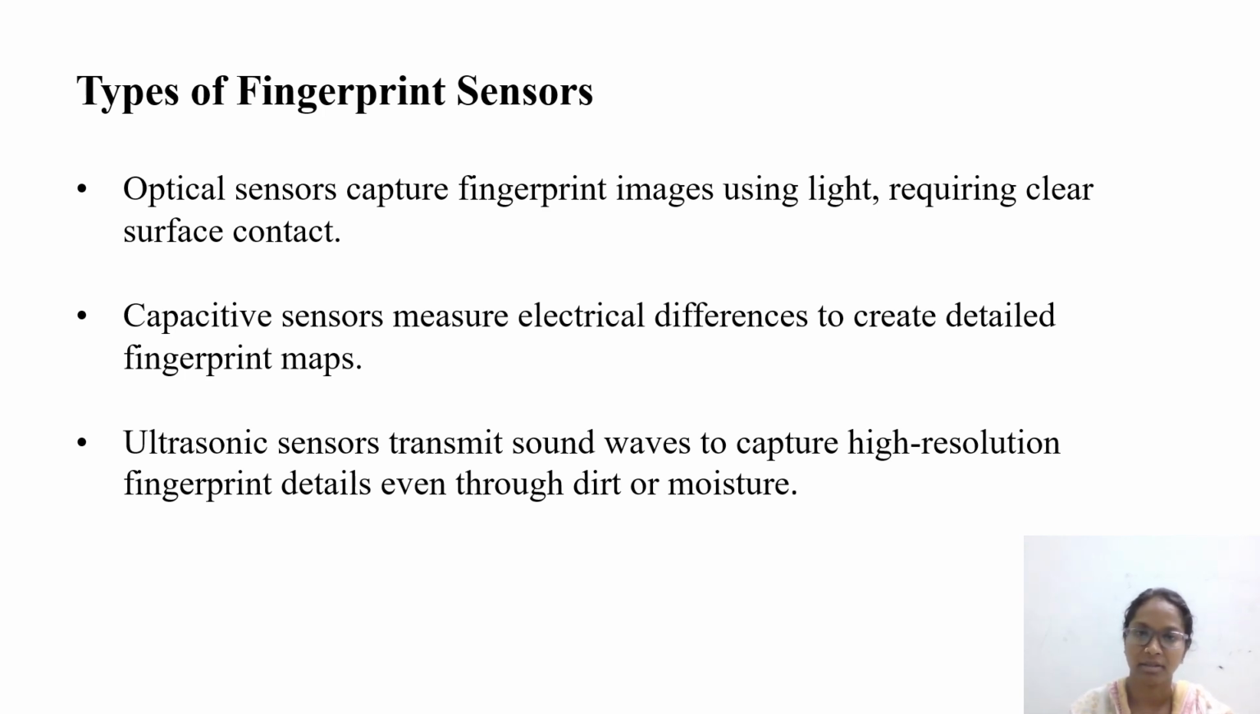Optical sensors capture fingerprint images using light, requiring clear surface contact. Capacitive sensors measure electrical differences to create detailed fingerprint maps. Ultrasonic sensors transmit sound waves to capture high resolution fingerprint details, even through dirt or moisture.